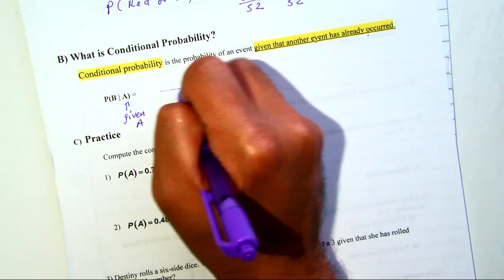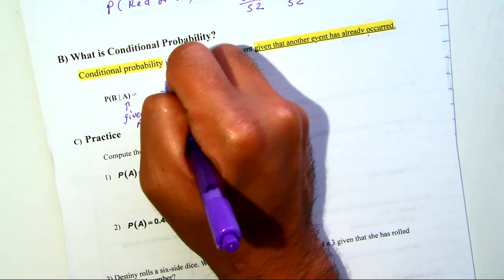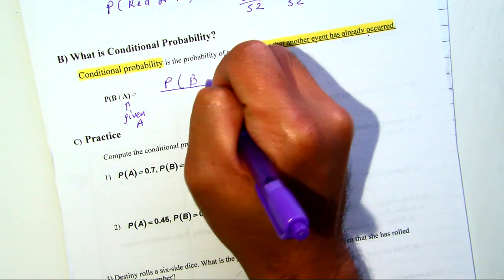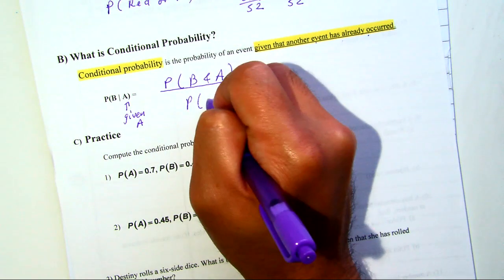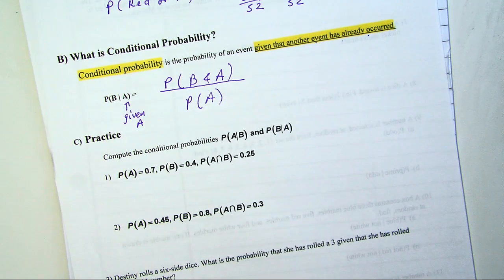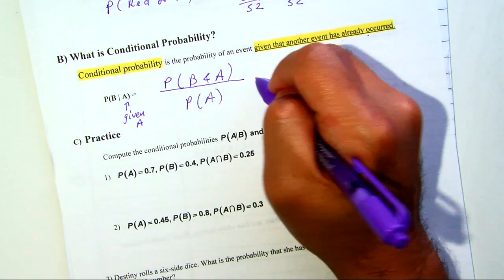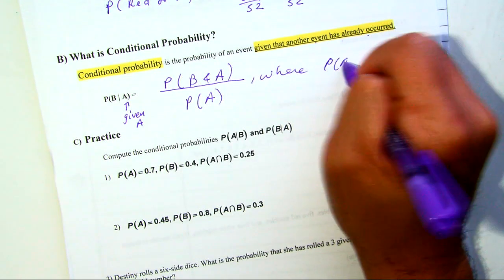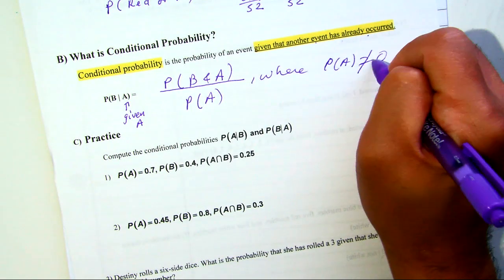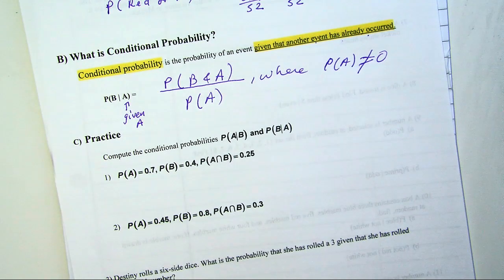So this will become a ratio: the probability of B and A over the probability of A. Now, the probability of A cannot equal 0. If it equals 0, then there's nothing left to calculate. It will be undefined.